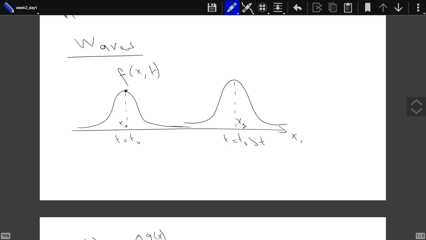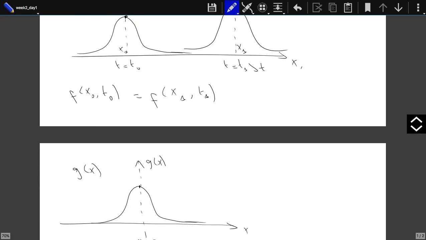So what do we know? f of x0, t0. This is the value of f at this time, at this point. Since the shape is not changing, this should be equal to f of x1, t1. But the shape is given by this function over here. This should be equal to g of 0.